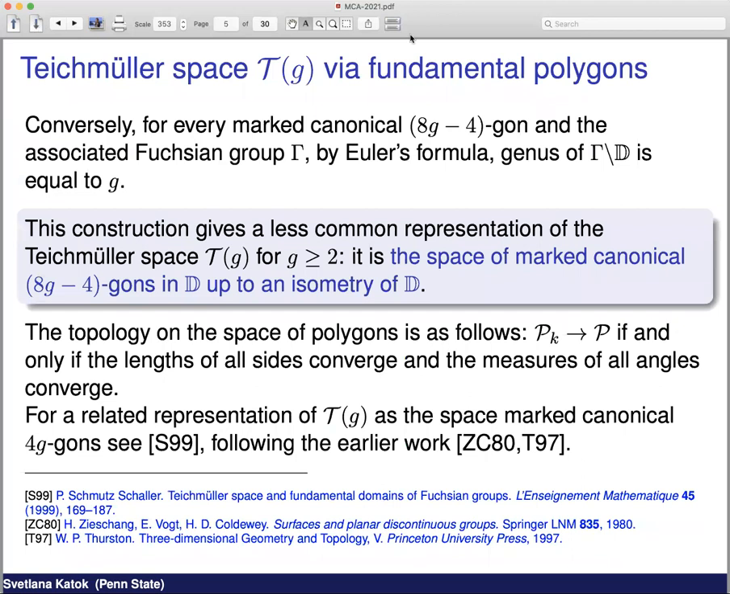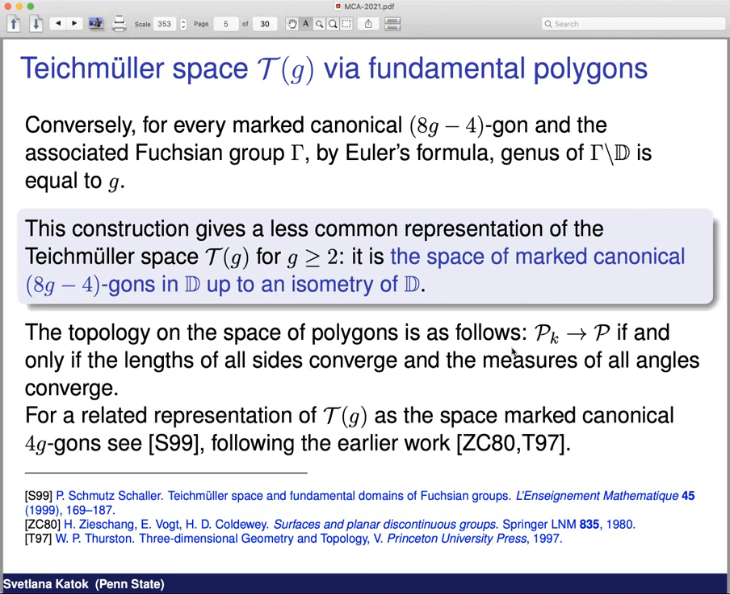All right. And of course, if you have a marked canonical 4g-minus-4-gon and the associated Fuchsian group, which identifies the sides, then you can easily see that by Euler's formula, the genus is exactly g. Right. So this construction actually gives a less common representation of the Teichmüller space for genus greater than or equal to 2. It's the space of marked canonical 4g-minus-4-gons in D up to an isometry.